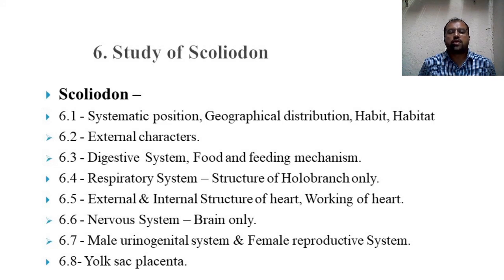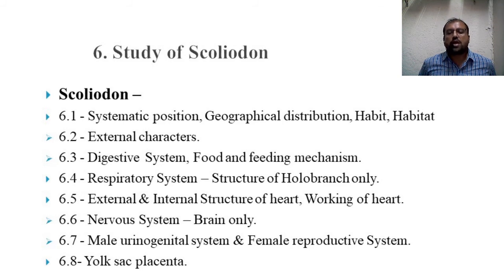Then after the nervous system, the seventh subtopic is male urinogenital system and female reproductive system of Scoliodon. In the Scoliodon, sexes are separate, male and female are separate, and in case of a male, excretory system and reproductive system are closely associated with each other. That's why it is called urinogenital system. But in case of female, these are separate. That's why it is called a female reproductive system. So that we are going to study in the seventh subtopic.